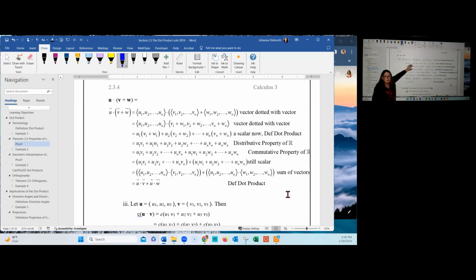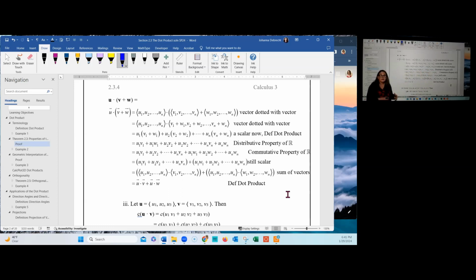That means, by the definition of dot product, that I multiply the first component of each one together and add them all together. So the second components all the way out to the nth components are multiplied together. These now are all real numbers, right? Because they were originally components. Because they're real numbers, I can use the distributive property of real numbers to distribute the u1 over v1 plus w1 and the u2 over v2 plus w2 all the way out to the nth one. And this will give us the distributive property of the real numbers applied.